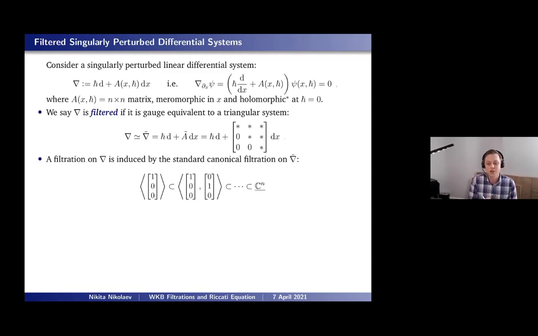So what is the filtration on the bundle in that sense? Well, the filtration is just given by the columns. Because I have this triangular structure, if I act on the first canonical vector 1, 0, 0, 0, then my connection, because it's triangular, will send it back to some multiple of it, and so on. This is the kind of structure these triangular systems have.